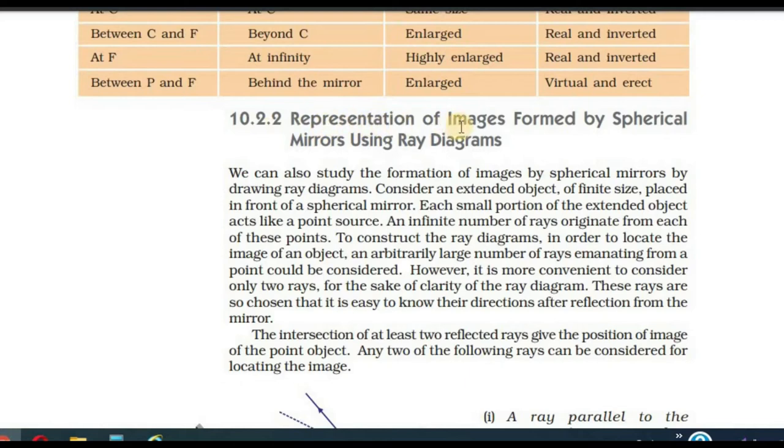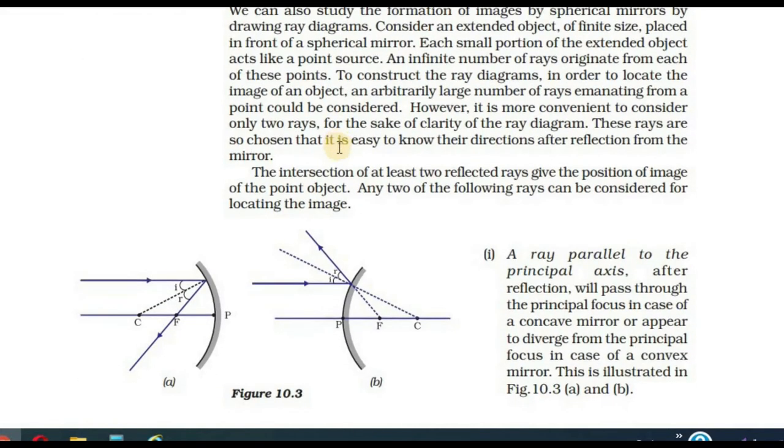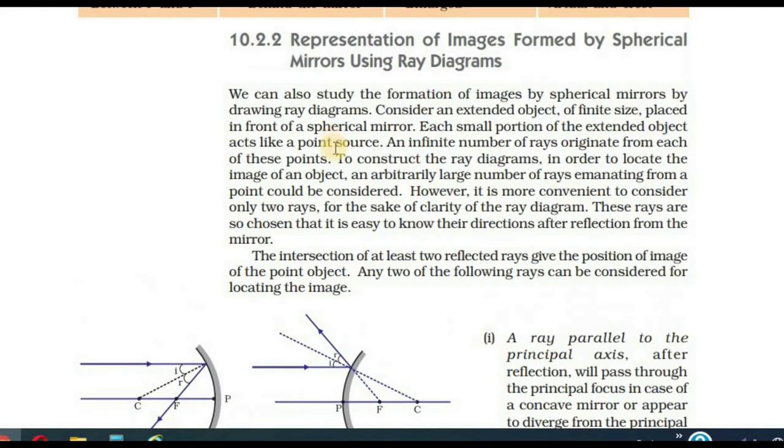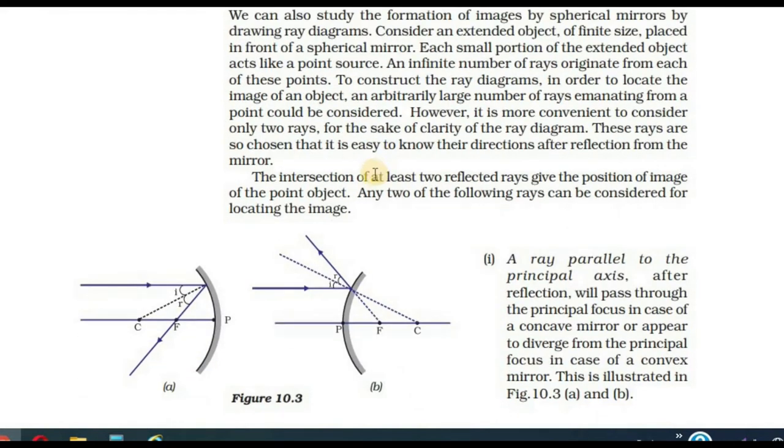We can now discuss the representation of images formed by spherical mirrors using ray diagrams. Before that, we have to follow certain rules. There are certain things to be remembered while we are drawing ray diagrams regarding a concave mirror or convex mirror.